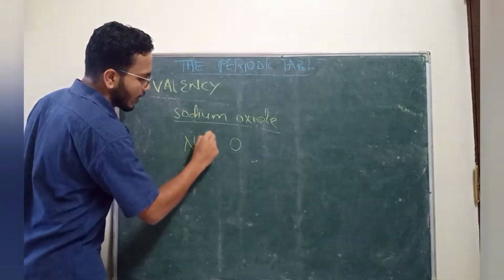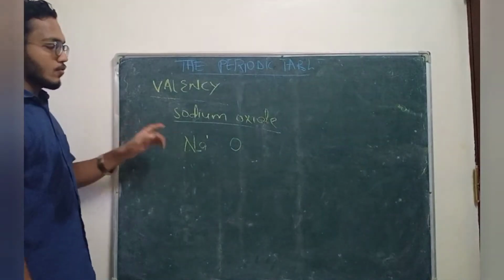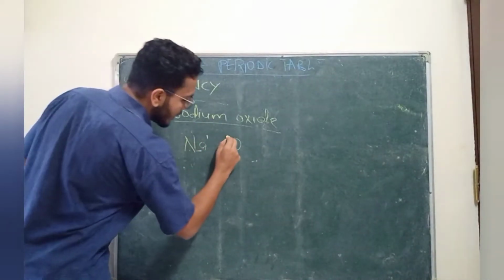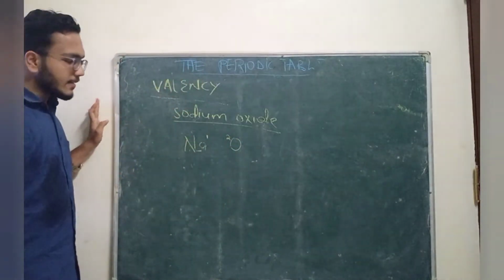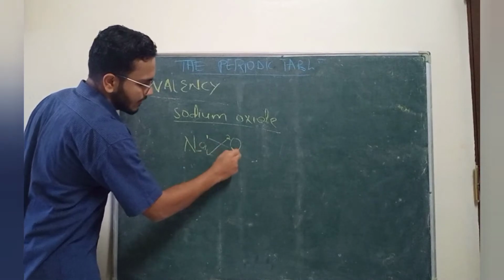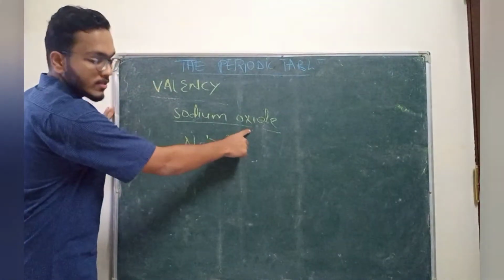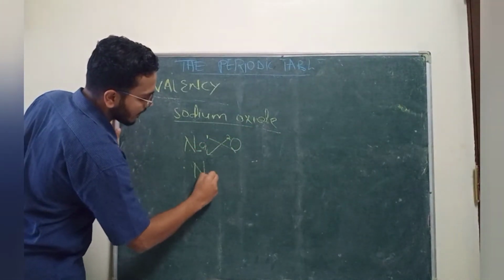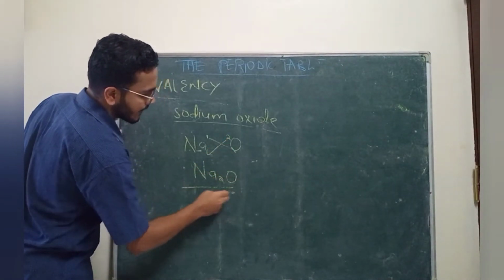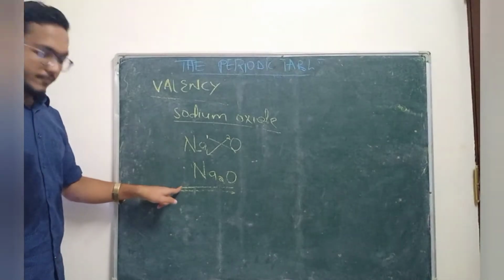1. You bring 1 over here on the superscript on the right hand side, and for oxygen, on the left hand side, you bring 2 because oxygen is valency 2. Now you cross this here and you cross this here. So the formula for sodium oxide will be Na2O. That's the formula for sodium oxide.